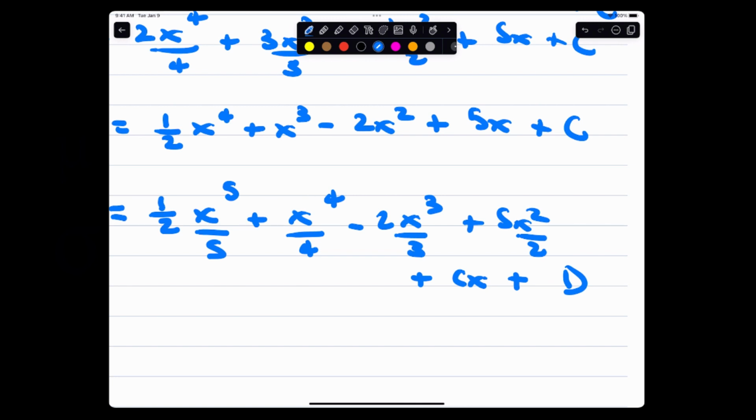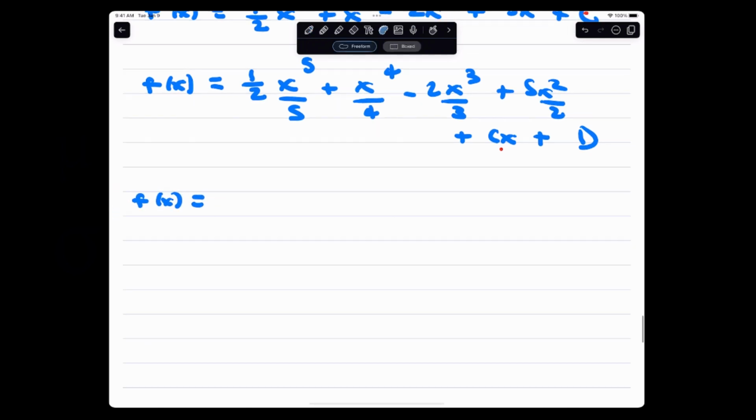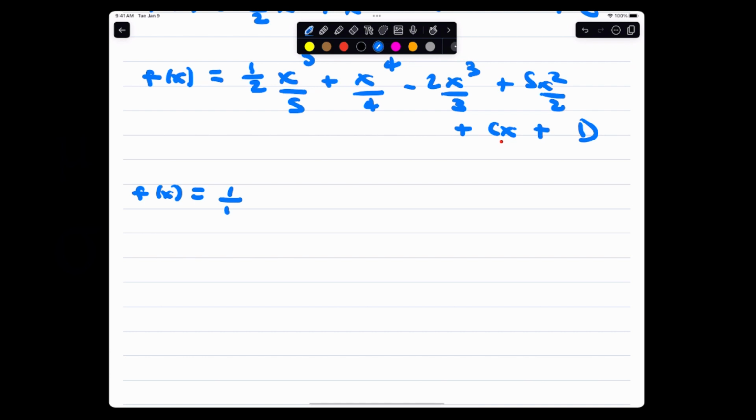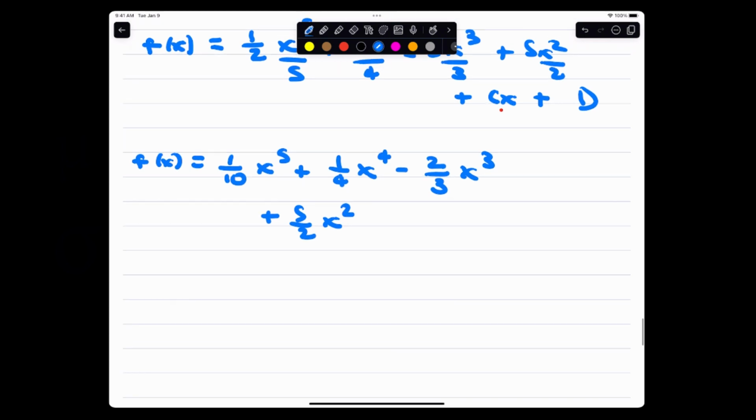So notice the antiderivative over here of c becomes cx, right? And then you have that extra constant. So you're going to have two constants for your function, but just do your arithmetic now with your fractions. What I mean is this is what you're going to get. One-tenth x to the fifth, 1/4 x to the fourth minus 2/3 x cubed plus 5/2 x squared plus cx plus d.